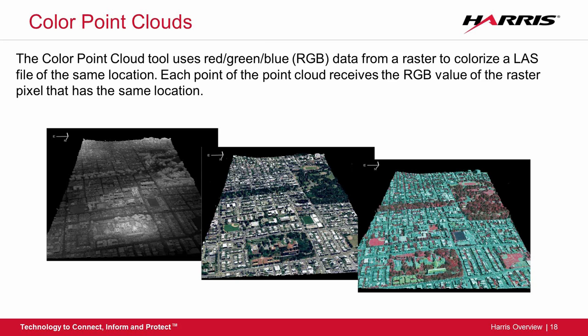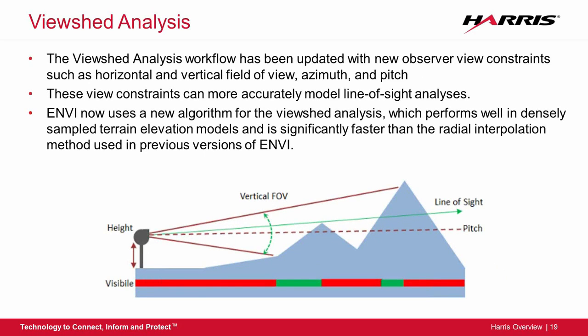Lastly, I'm going to go over a viewshed analysis workflow. After we've colorized our point cloud and diced up the raster, we're going to go ahead and load our digital elevation model of the AOI we have here in Boulder and see if we can get a good viewshed of some of our scene. Our viewshed analysis workflow has been updated with some new observer constraints such as horizontal and vertical field of view, azimuth, pitch. These view constraints can more accurately model line of sight analysis due to a new algorithm they decided to use called the Israelevitz algorithm. This performs really well in densely sampled terrain elevation models. So it works really good with our Geiger LiDAR.